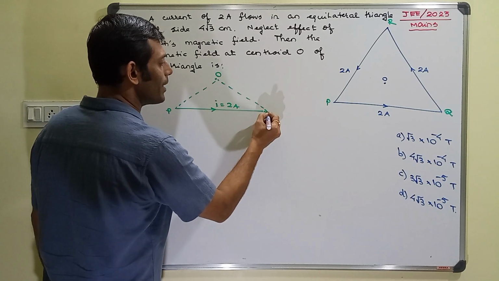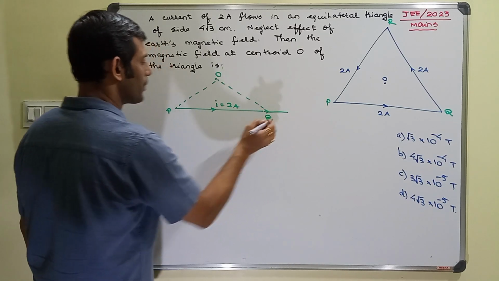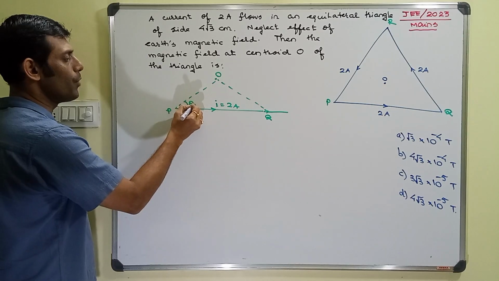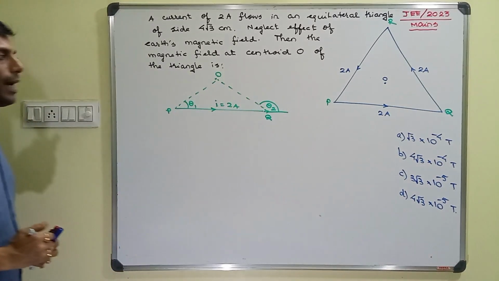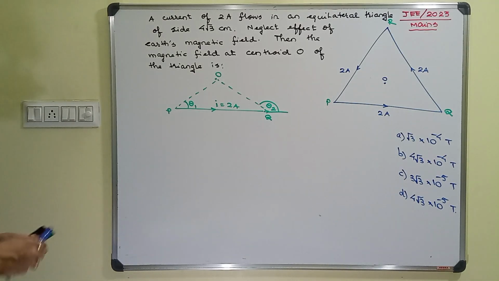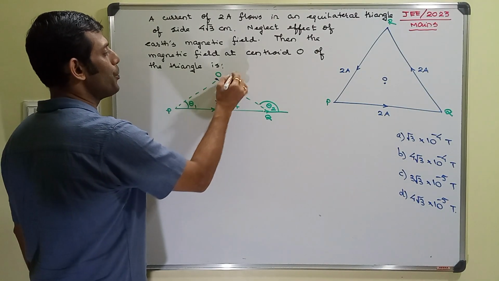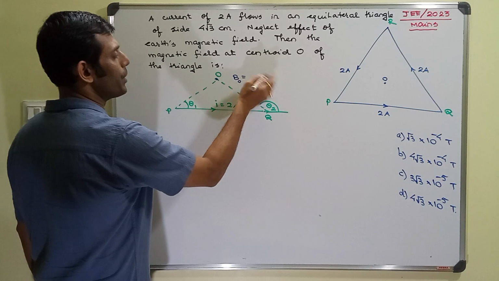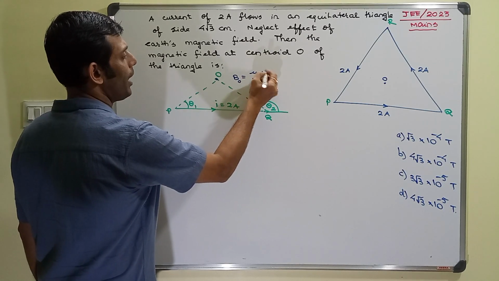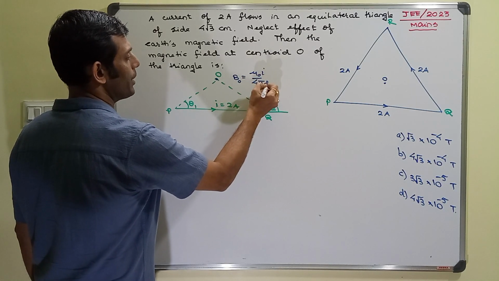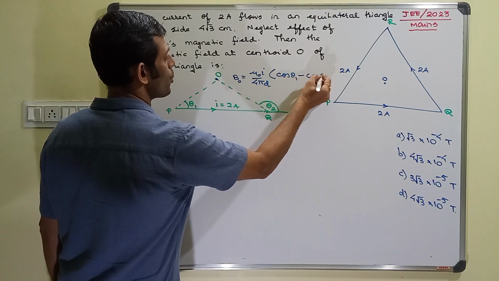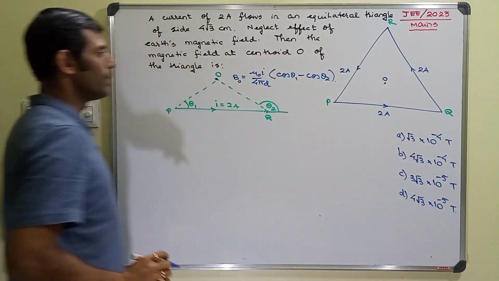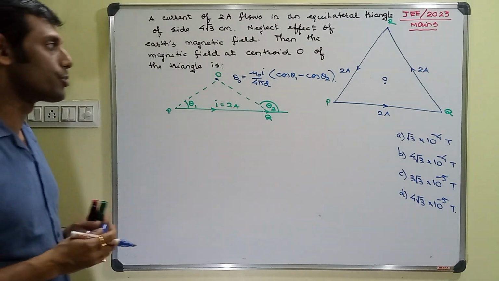Then the angle that I will consider would be like this. This is theta 1 and this angle would be theta 2. And then the magnetic field at this point, B_O, would be equal to mu naught I by 4 pi d into cos theta 1 minus cos theta 2. This is the idea we will employ.